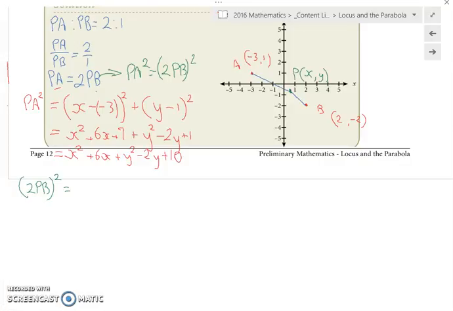So what is 2PB squared? 2PB all squared. Nah, don't need to double the xy. Well, hang on, I just want that bit first. Sorry, I should have made that more clear. 2PB squared, what is that? Don't worry about the equations yet. What is it?